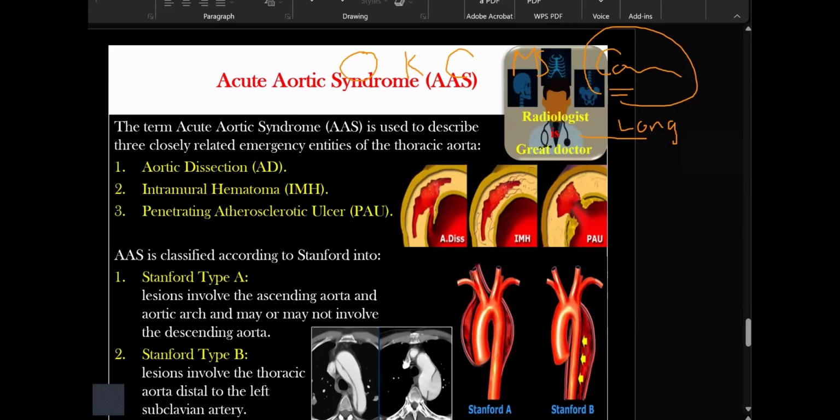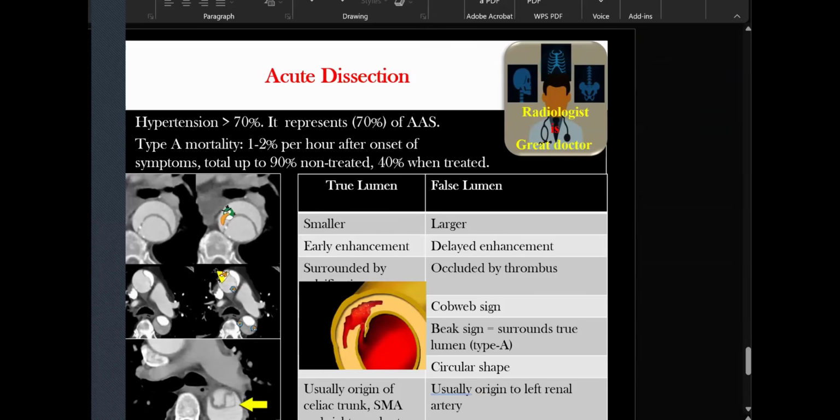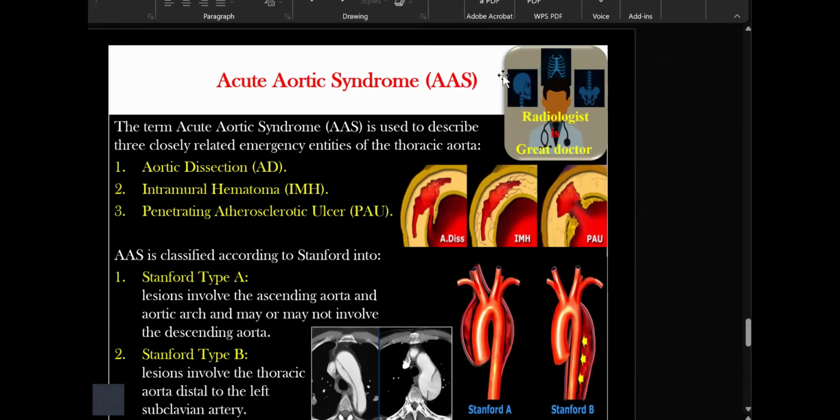Okay, I will remove the annotation. Aortic dissection is a part of acute aortic syndrome. The patient usually presents with acute chest pain. Differential of acute chest pain: in the exam, acute aortic syndrome is number one, but maybe spontaneous pneumothorax or other causes.